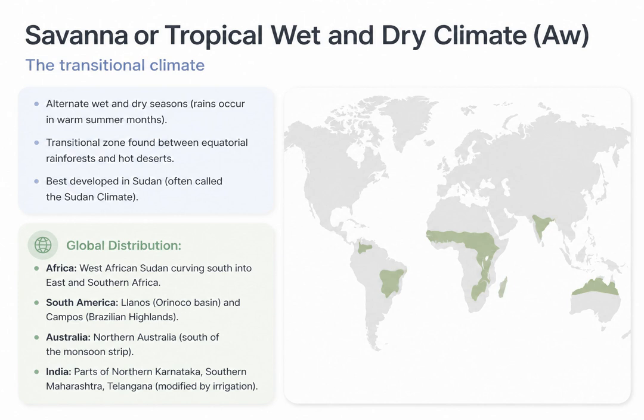Now we transition to the Aw category, the savanna, or tropical wet and dry climate. This is literally a transitional zone that sits between the lush equatorial rainforests and the barren hot deserts. It features alternating wet and dry seasons, with the rains arriving during the warm summer months. It's so perfectly represented in Africa that it's often called the Sudan climate. You'll also find vast savannas in South America, known as the Llanos in the north and the Campos in Brazil, as well as across northern Australia and parts of the interior Indian peninsula.